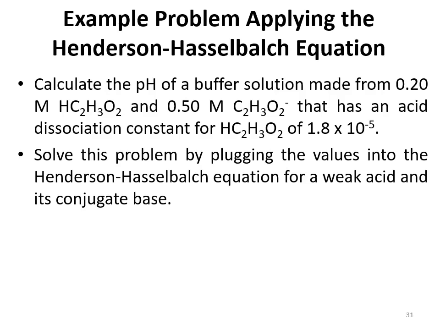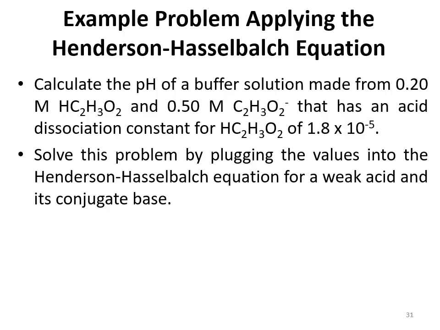Example problem applying the Henderson-Hasselbalch equation. It is very simple. Calculate the pH of a buffer solution made from 0.20 molar HC2H3O2, which is the formula of acetic acid, and 0.50 molar C2H3O2 negative ions, given an acid dissociation constant for acetic acid of 1.8 multiplied by 10 raised to the power minus 5.